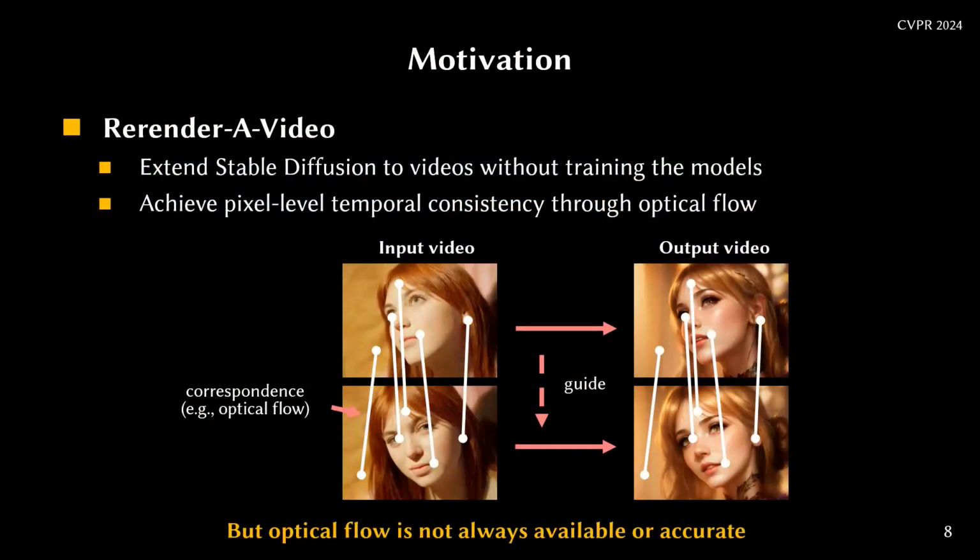In our previous work, Rerender A Video, we introduced temporal constraints based on optical flow. Based on the optical flow estimated in the input frames, we warp the translated previous frame to the current frame as pixel-level guidance. However, optical flow is not always available or accurate.